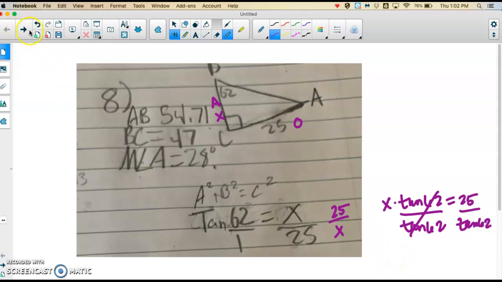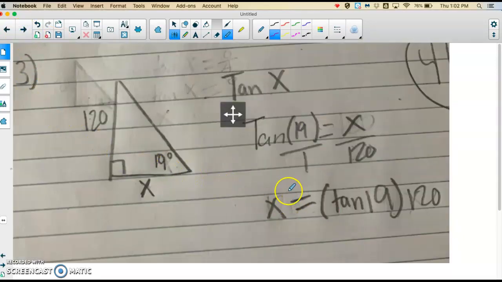And then I think you made that same mistake on this one. Again, yes, the 19's down here, but look here, you had X over 120. Remember, this is opposite and this is adjacent. So go ahead and do those over again.